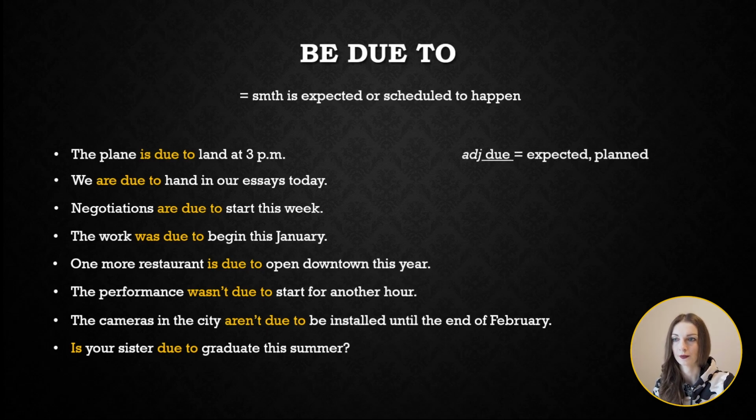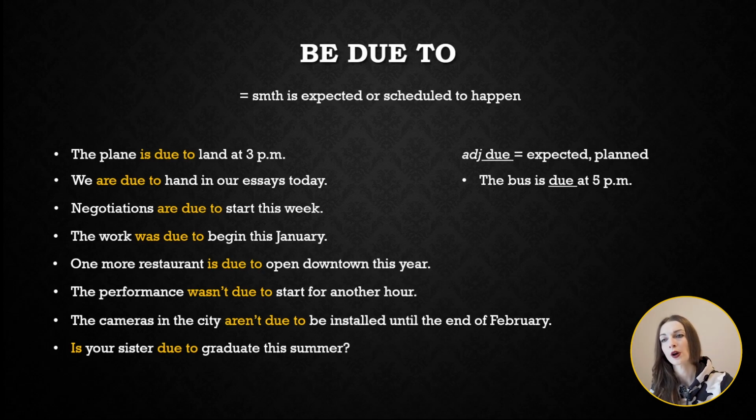I will illustrate why. So the adjective due means expected or planned. You can use it in sentences like these. The bus is due at 5 p.m. It is not necessary to say it is due to arrive or it is due to depart. It's due at 5 p.m. That means that the time for the bus is 5 p.m. So the sentence doesn't tell us what we are going to do. Are we going to go somewhere, or are we expecting someone to arrive, etc. We want to say that the bus is expected at 5 p.m.